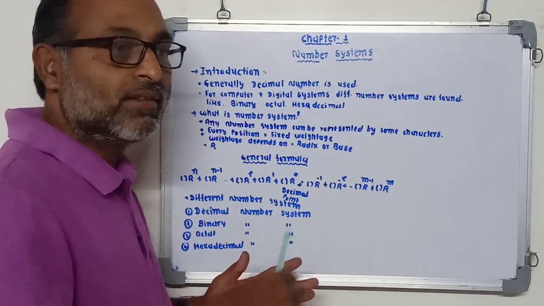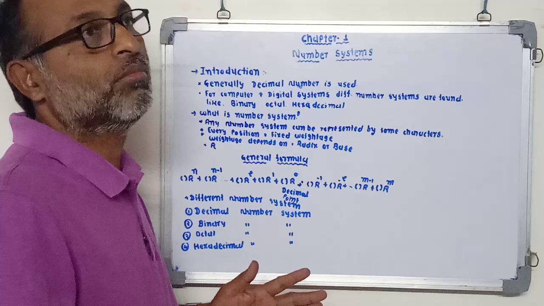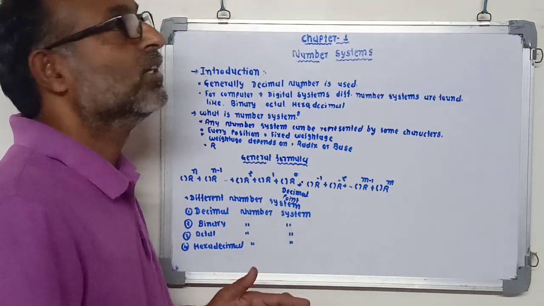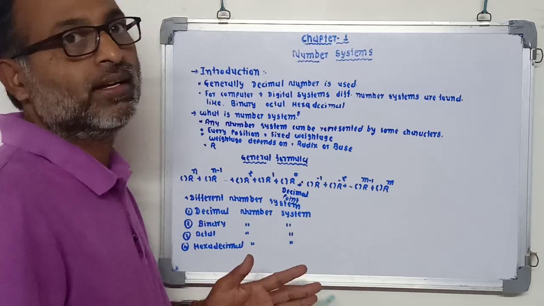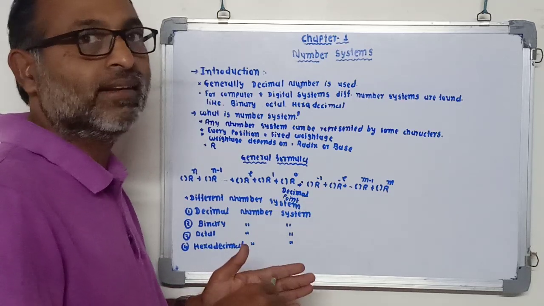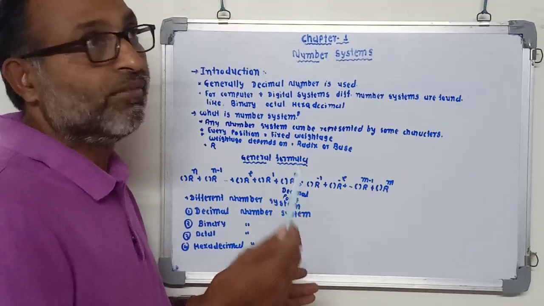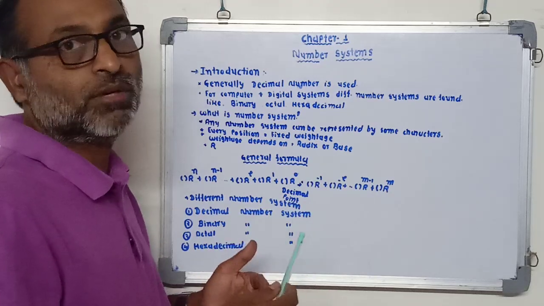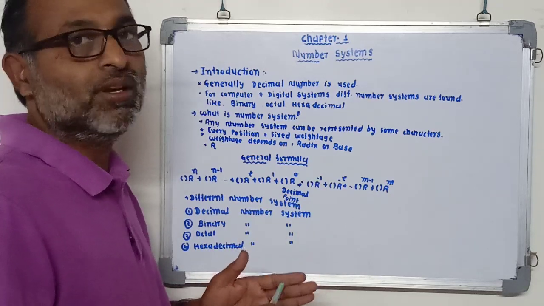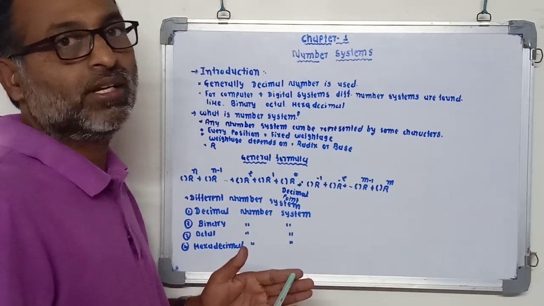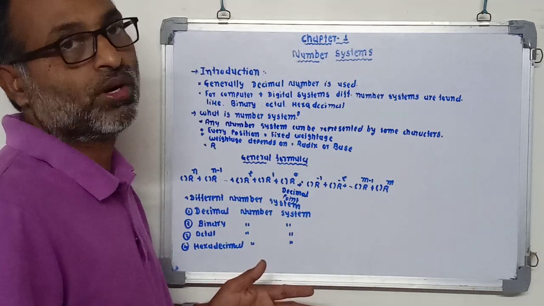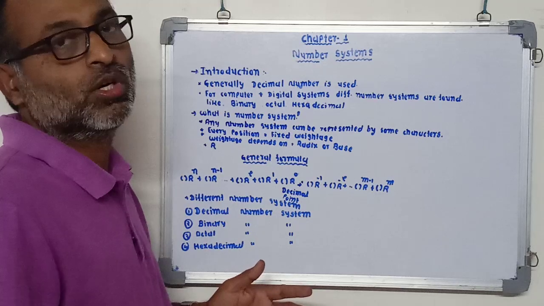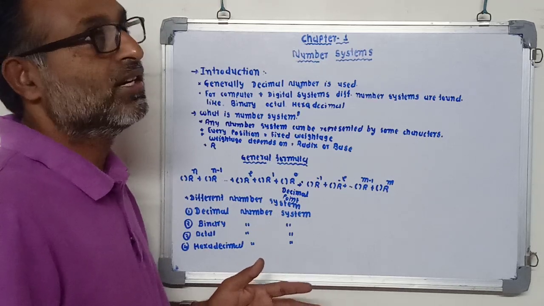Now, when we are sending some data in the form of code, whatever data we have sent from the sending end and whatever data we have received at the receiving side, whether it will be the same or not will be checked by the different number systems. For that we are using different types of number systems that we will study.